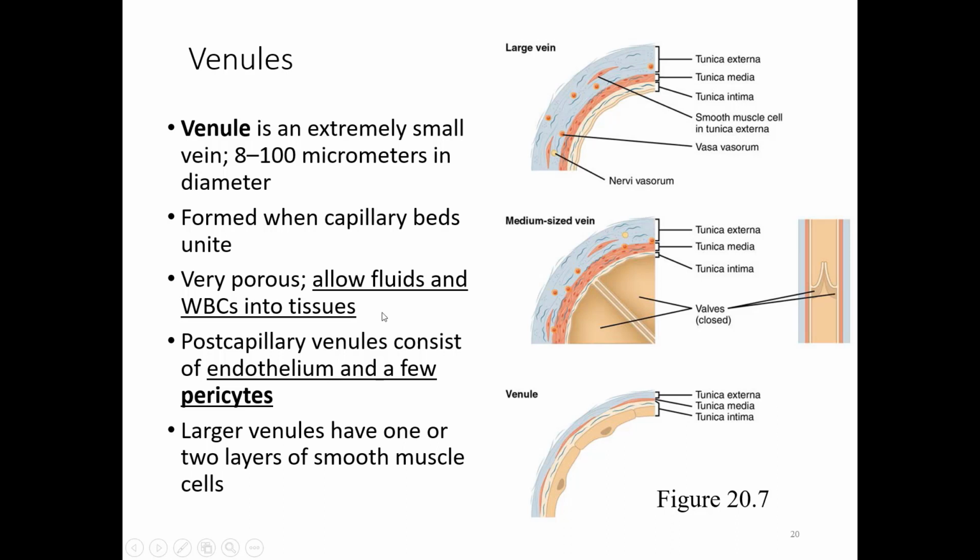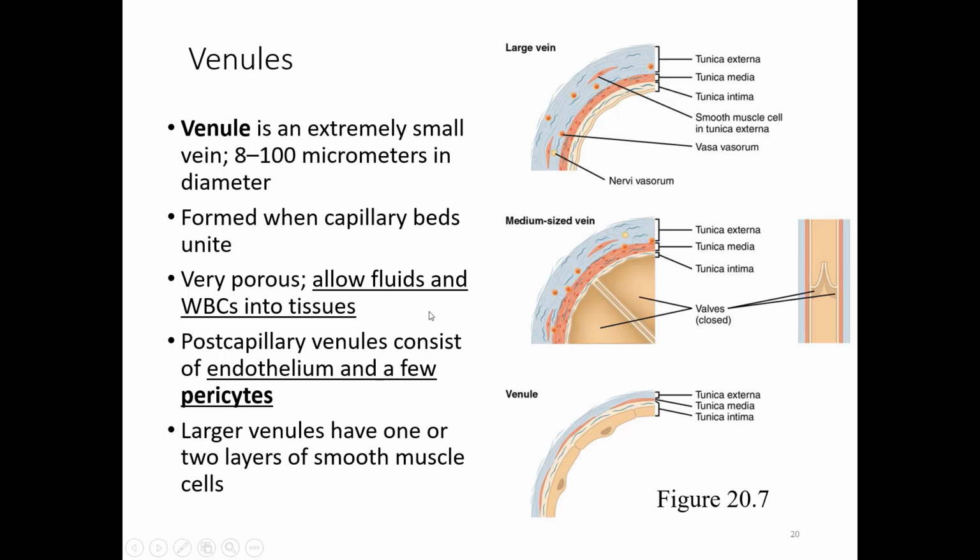Venules are very porous. Their walls are so porous that they allow fluids and even white blood cells to go into tissues. And that is important, for example, in case of inflammation, when white blood cells are supposed to leave blood vessels, go to the tissues and fight bacteria or viruses.